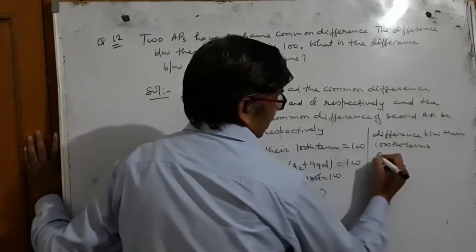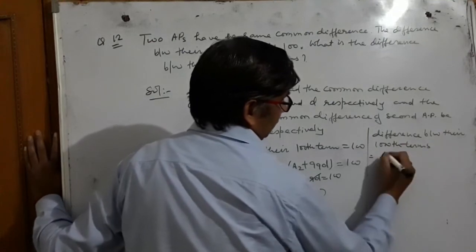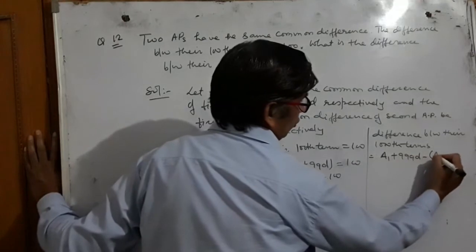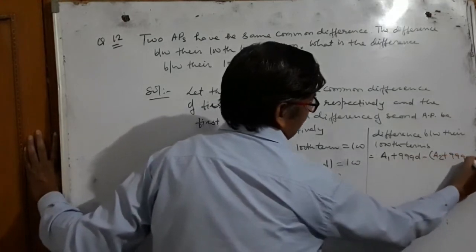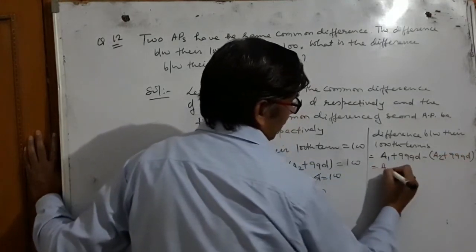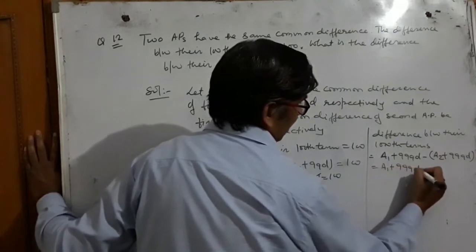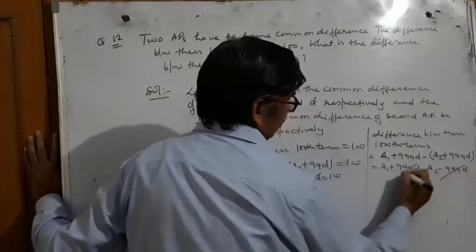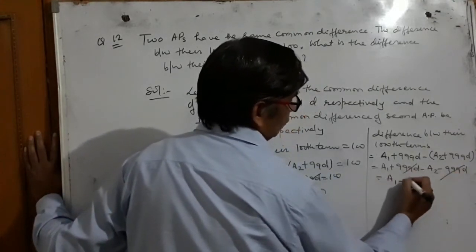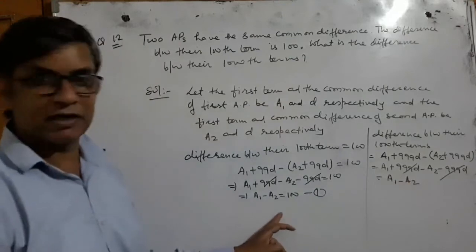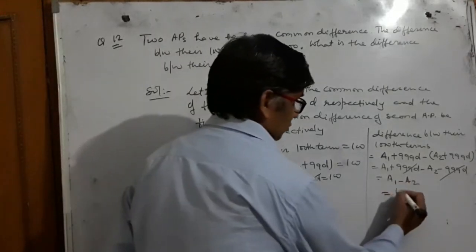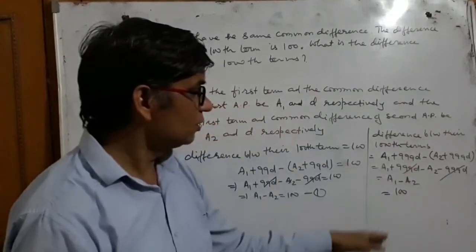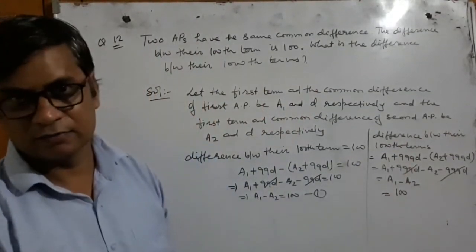तो ये हो जाएगा A1 plus 999D minus A2 plus 999D. तो A1 plus 999D minus A2 minus 999D, ये कैंसिल आउट. So A1 minus A2 and A1 minus A2 is 100. तो डिफरेंस बिटवीन देयर 1000 टर्म्स will also be 100. Okay.